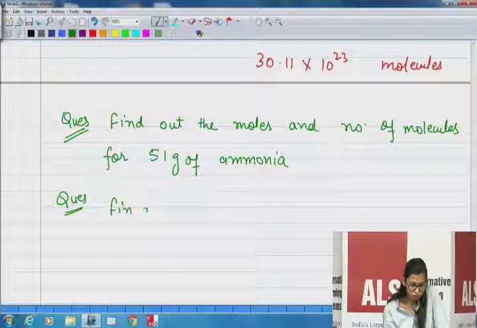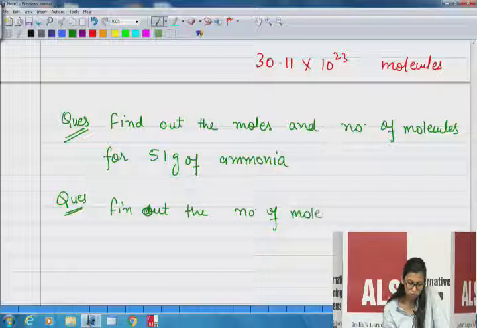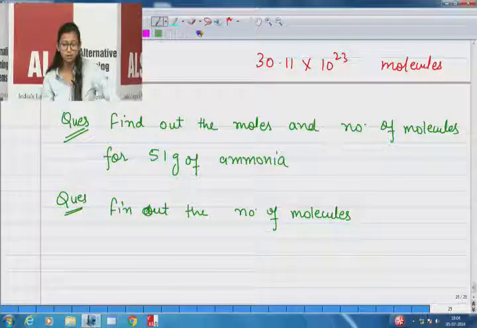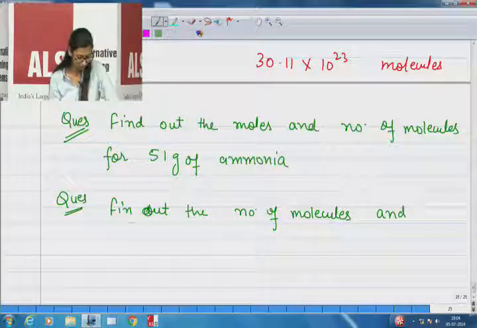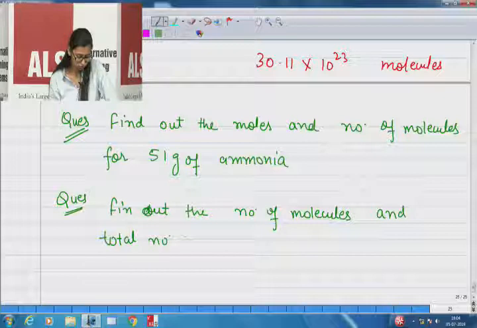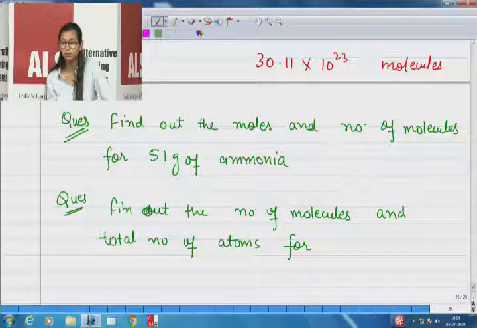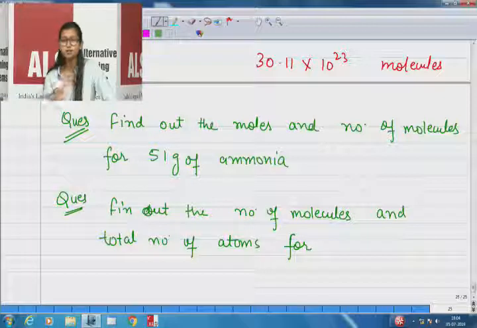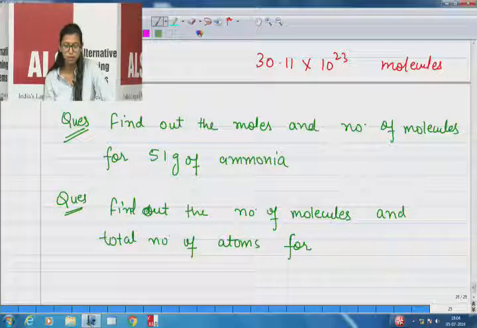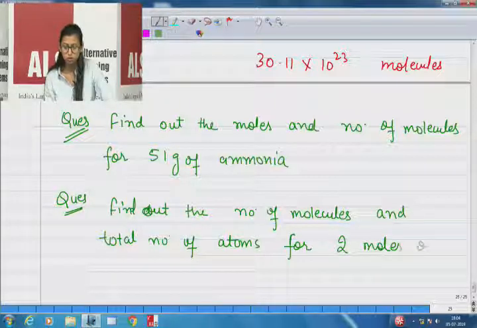Find out the number of molecules. This time I am giving you 2 things, okay? Find out the number of molecules and the total number of atoms. Total number of atoms, 2 things I am giving you. The second question is something different. You can try, and if you are not able to do it, then we will obviously discuss it in the class. Find out the number of molecules and the total number of atoms for 2 moles of glucose.